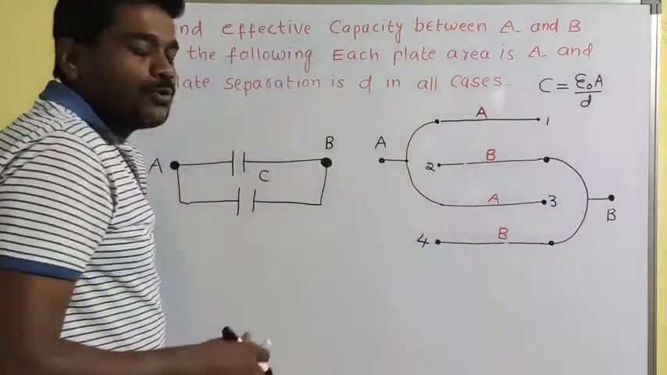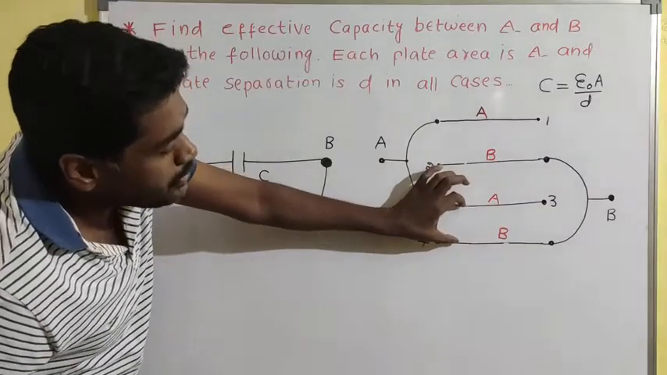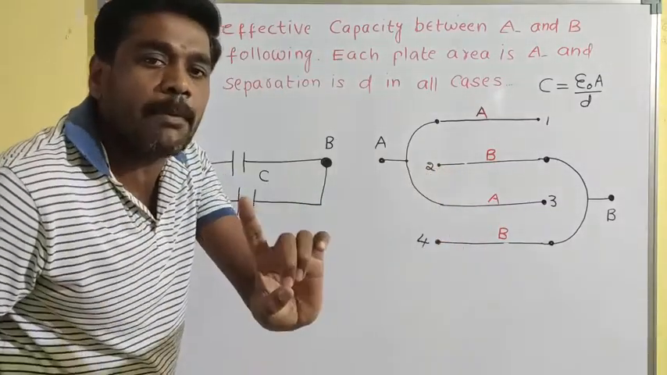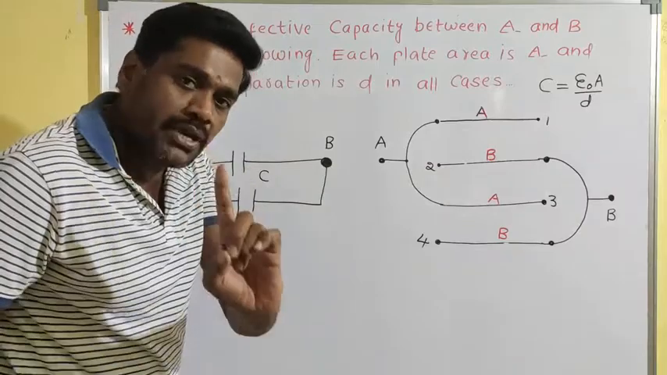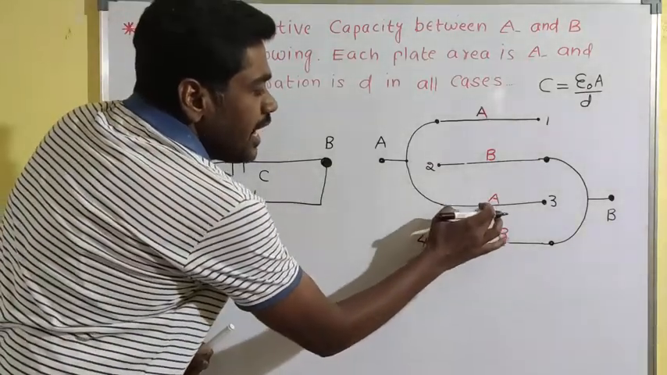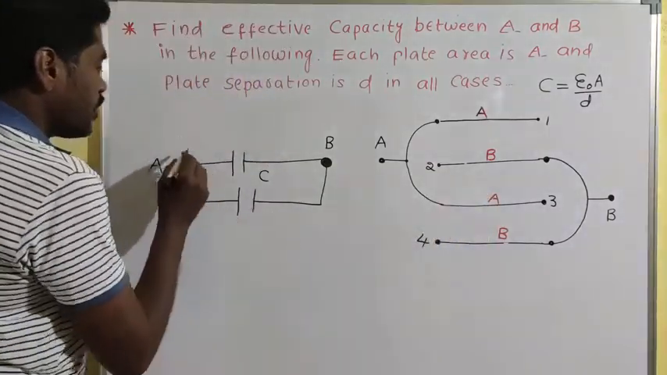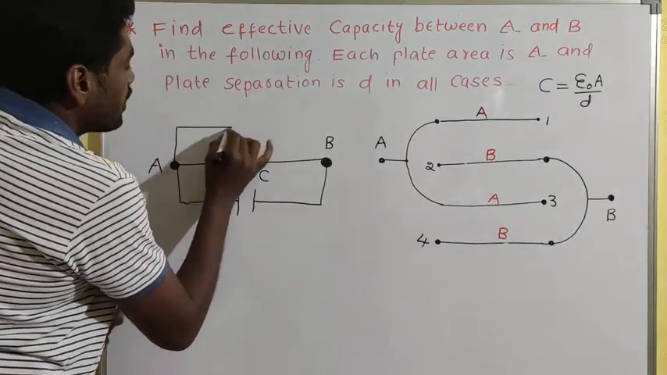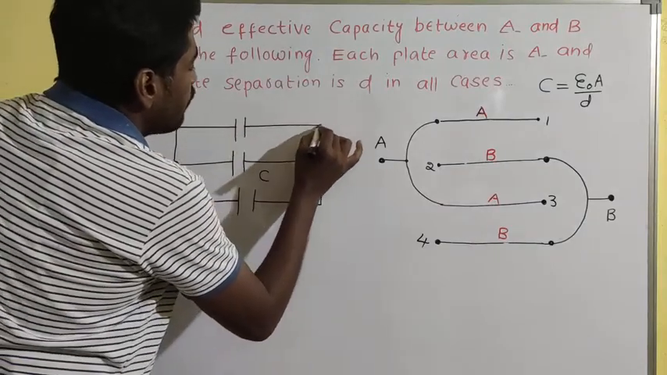A to B we have to go. Once again, sir? Between A and B also some gap is there. Every gap between two plates forms one capacitor. That's why between A and B also one gap is there. Therefore in that gap we are getting one more capacitor. Problem solved.